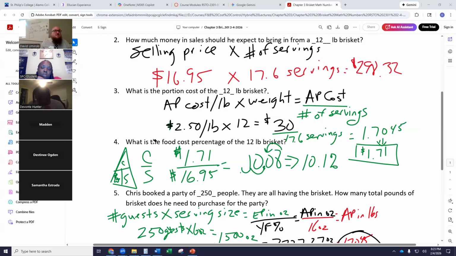Just to prove to y'all that math works, this is the cost and sales of one portion, right? Cost of one portion, the sales of one portion. If we take the cost of that whole brisket, $30, and divide by the sales of what we should bring in, guess what? This answer is also 10.1%. So that's just the cost and sales for the whole brisket compared to the cost and sales of one serving. Okay.